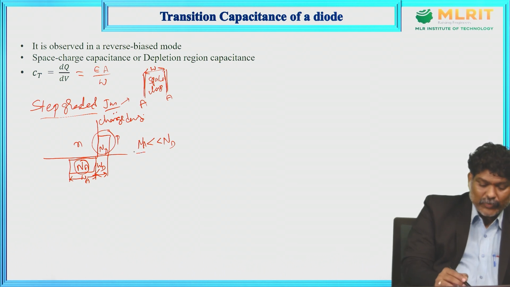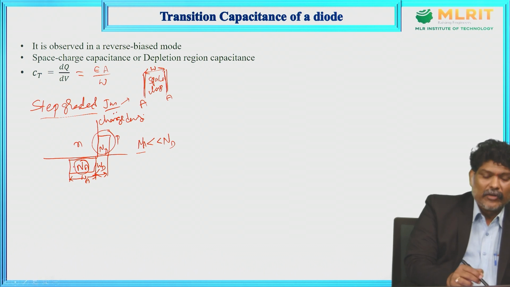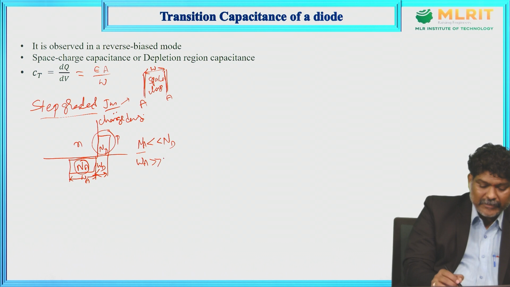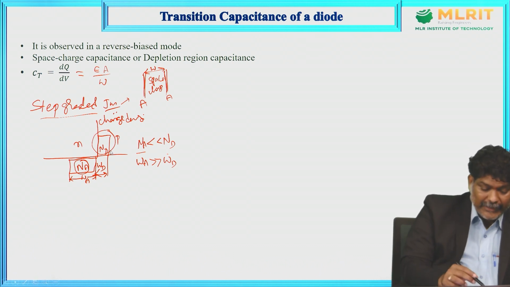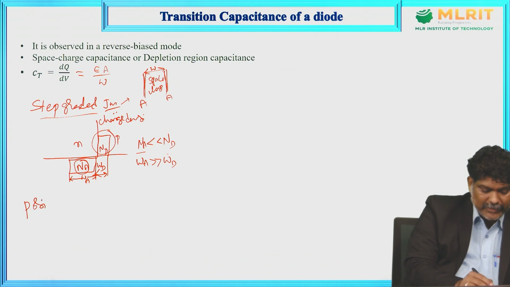In such a case, the depletion width occupied by the lesser carrier concentration will be more. That means this WA is greater than WD. The depletion width occupied by this acceptor carrier concentration will be more compared to the donor concentration. So this is like a step graded or alloy junction. Now, according to Poisson's equation, let us derive the expression.